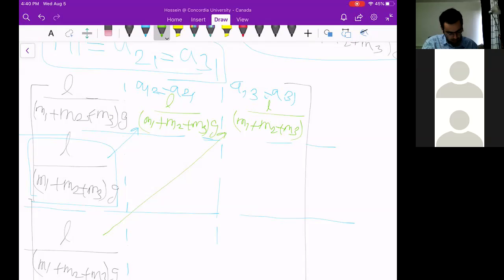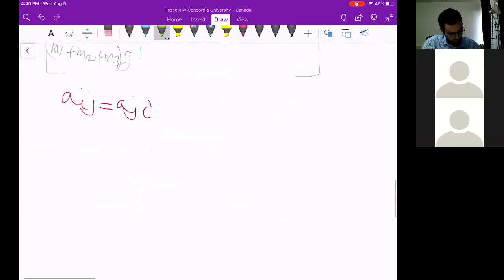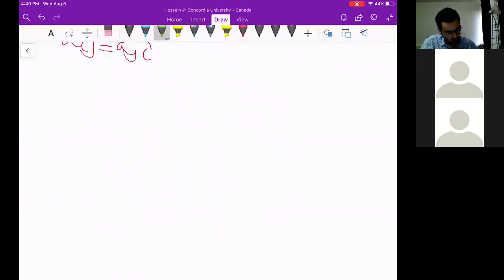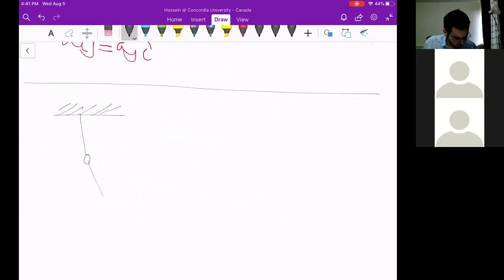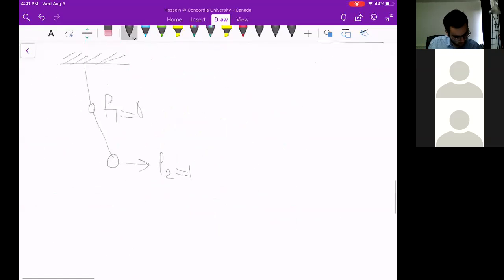Right. For the second column, we basically apply unit force at the second mass. So imagine we have here, this should be like this. F2 is 1. There is no external force at 1. There is no force at 3.